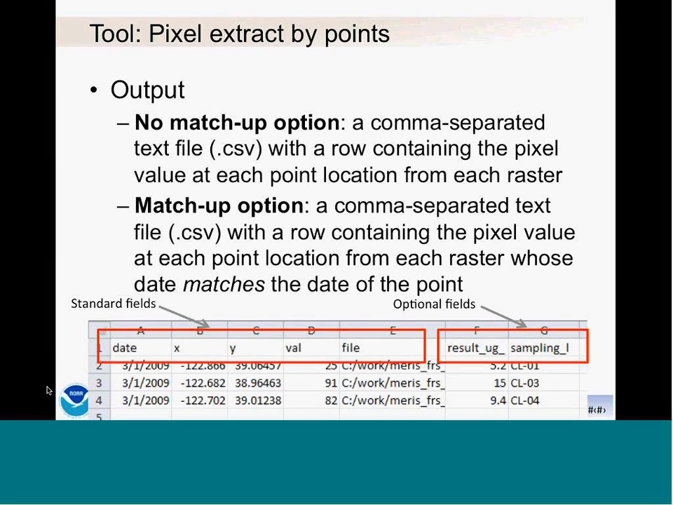And the no matchup versus matchup: the no matchup is where you've just got locations and you want to pull in time all the pixels in time for that station. You're just pulling all of them. That's what the first one is. And the other, date and spatial matchup, is completely different. Going through the exercises might also make more sense.